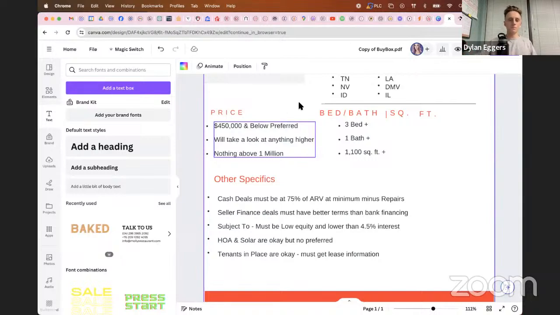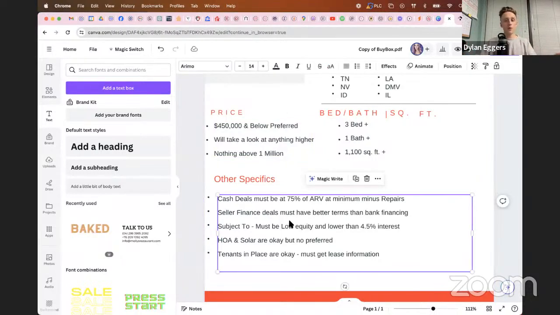7-year balloons minimum. Subject to must be low equity and lower than a 4.5% interest rate, right? We have bought deals where the sellers had a ton of equity and they accepted a small down payment from us and they carried the rest of their equity at a 0 interest rate with no balloon. So those deals are out there, but they will be fewer and far between. You're better off just looking at low equity, low interest rate.